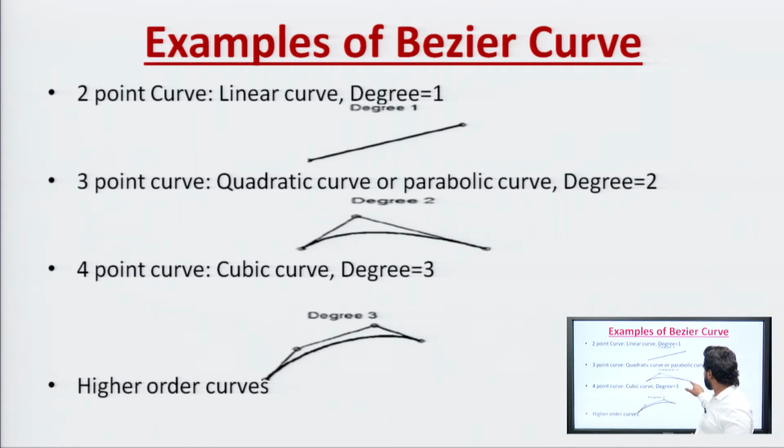Here we can see this is a Bezier curve. Its degree is 2, because the degree will always be 1 less than the number of control points in it. Then there is the 4-point curve, the cubic curve. We call it a cubic curve. Its degree is 3. Here we can see there are 4 control points.